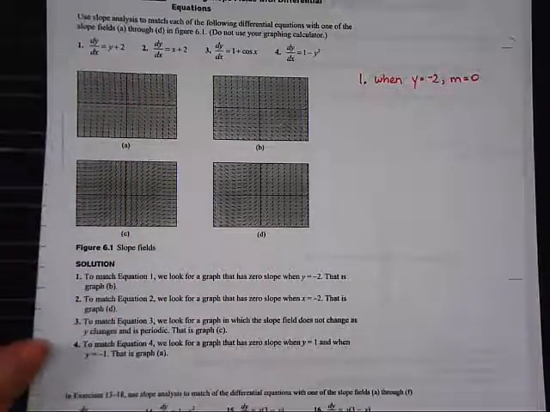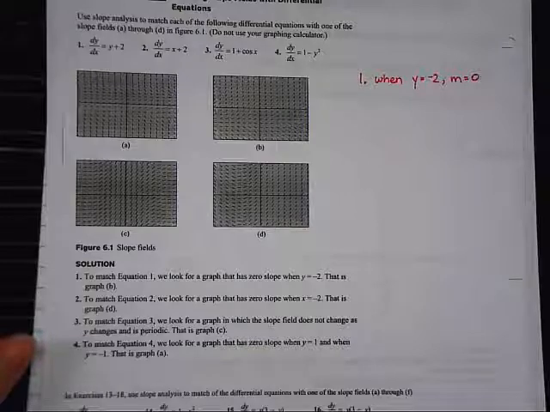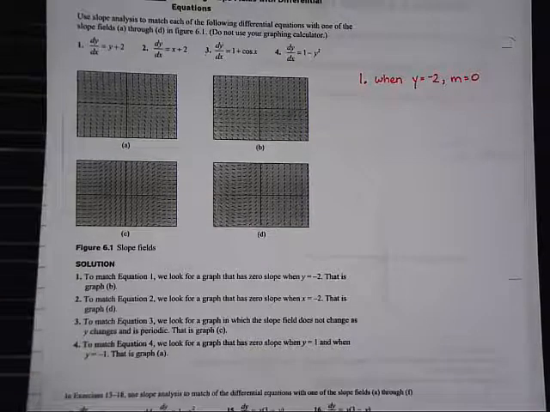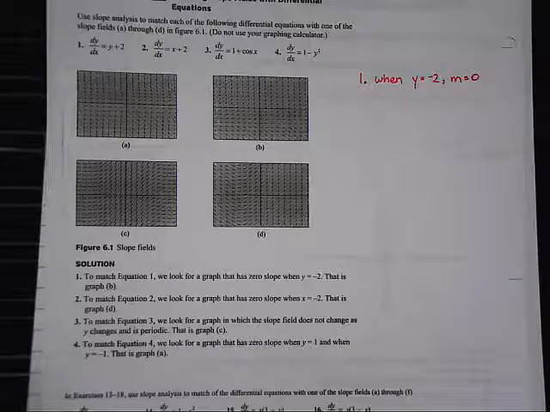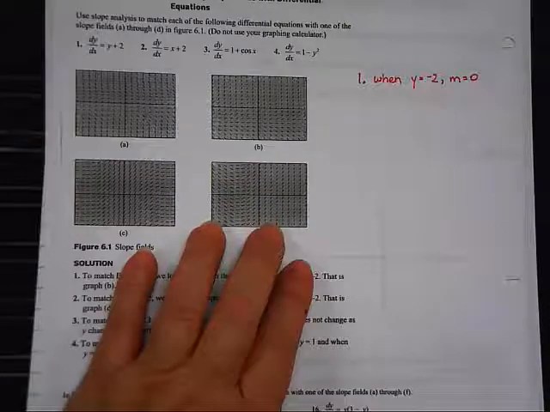All right. Now, which graphs do you see that have a horizontal, where you have a bunch of little lines that are a 0 slope? I see A, but I don't see C. A and D. No, I don't see D either. Is it B?